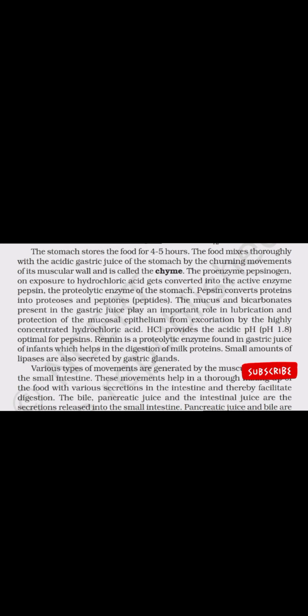The mucus and bicarbonates present in the gastric juice play an important role in lubrication and protection of the mucosal epithelium from excoriation by the highly concentrated hydrochloric acid. HCl provides the acidic pH of 1.8 optimal for pepsin. Rennin is a proteolytic enzyme found in the gastric juice of infants, which helps in the digestion of milk proteins.